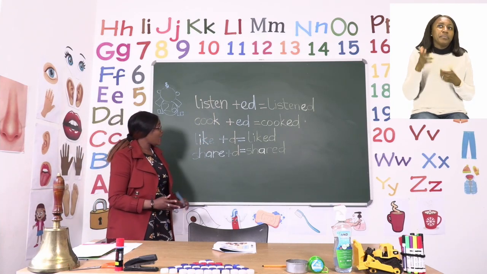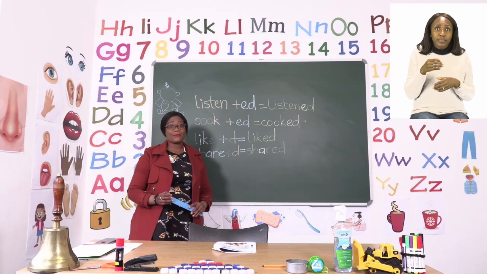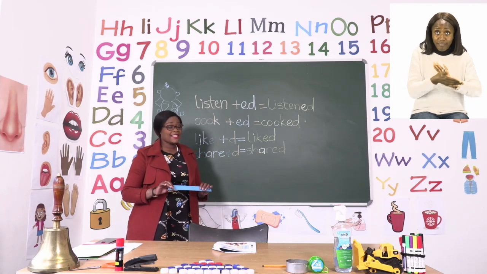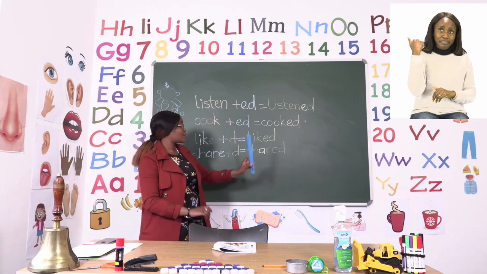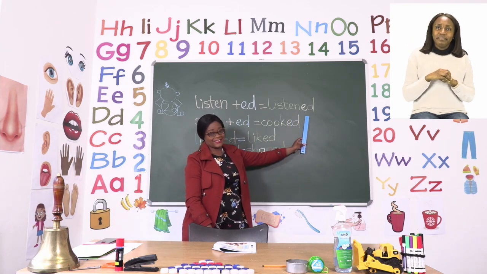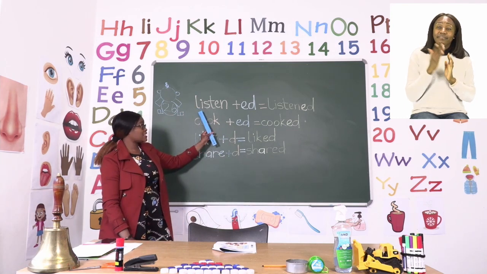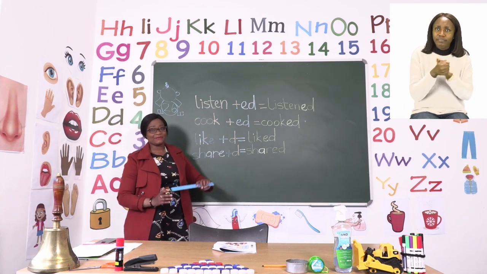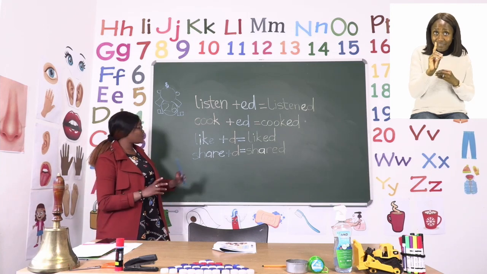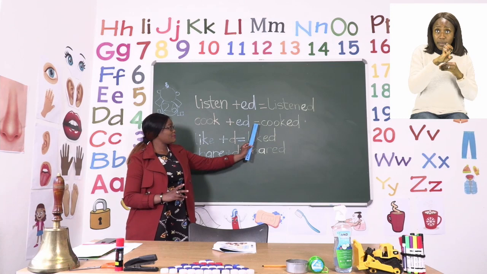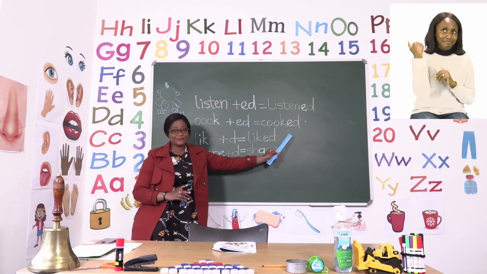Now, if you add the ed that we're talking about, it changes from a normal verb into the simple past tense verb listened. So make sure that when you are changing it, you add the ed. The same thing can be said for the word cook. Once you add ed, it becomes cooked.